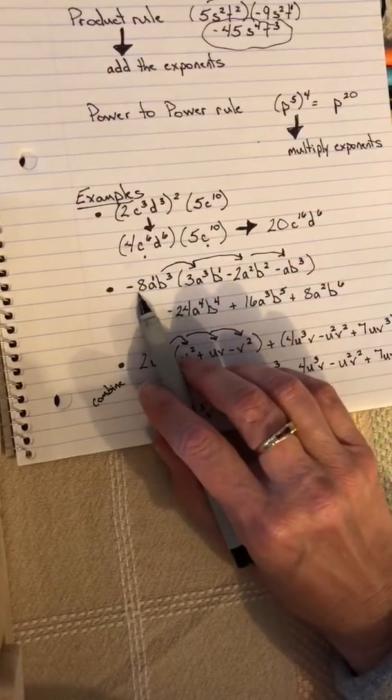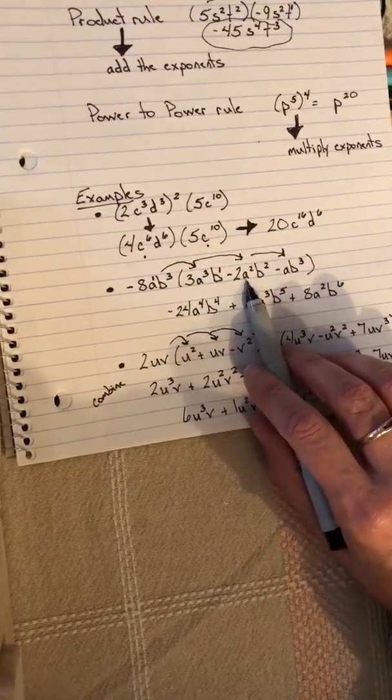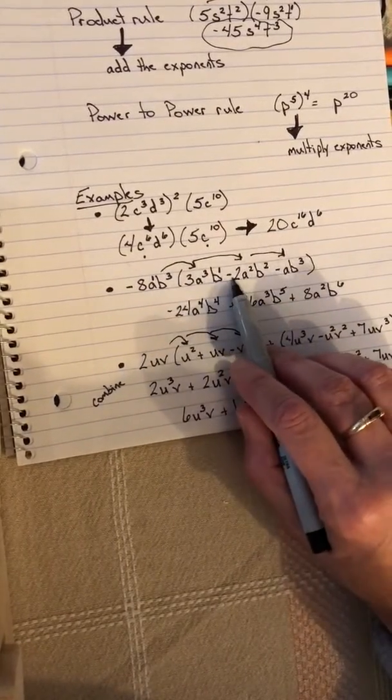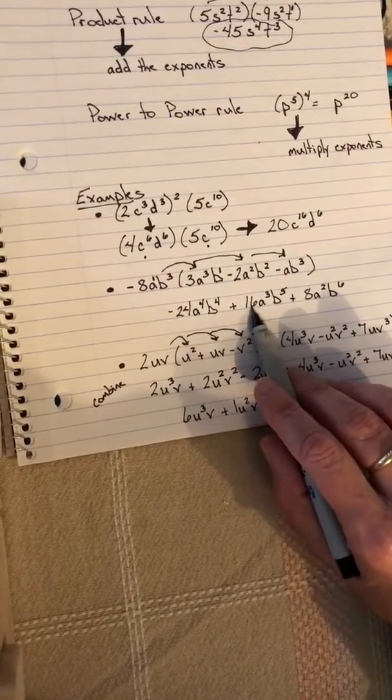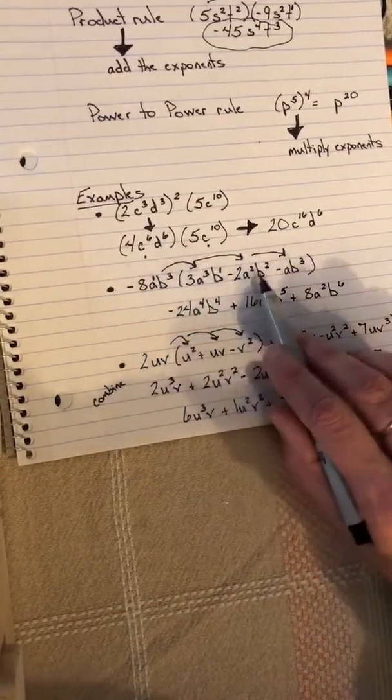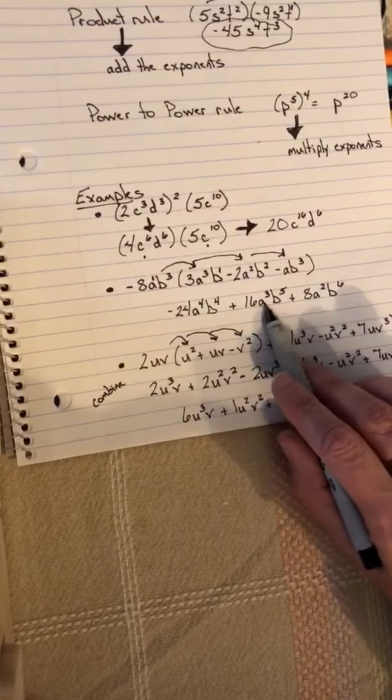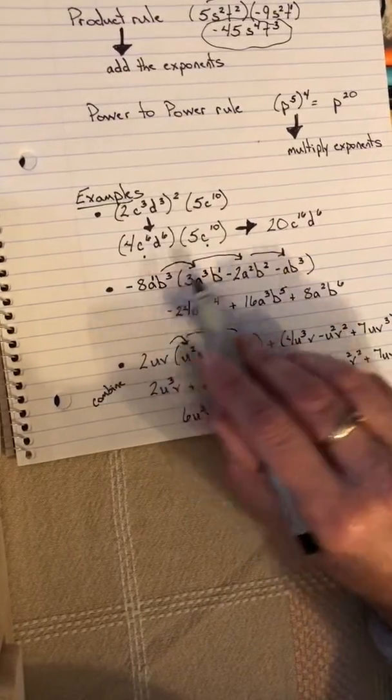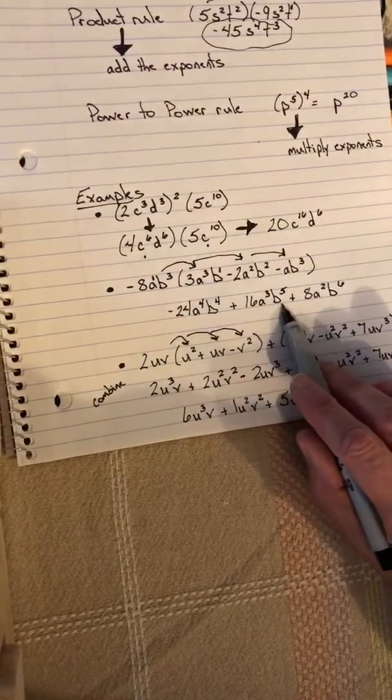Then the next one, we're going to take this times our second term. -8 times -2 is a +16. A to the first times a to the second is a to the third. B to the third times b to the second is b to the 5th.